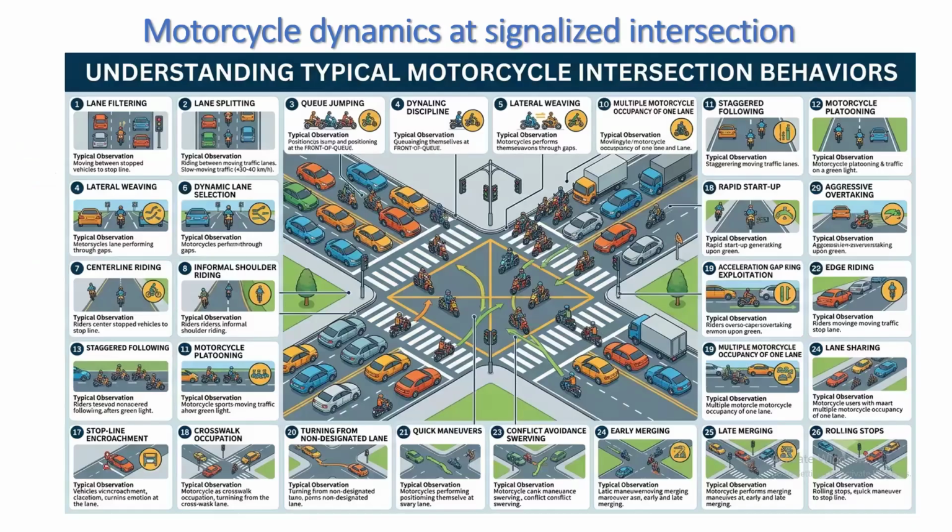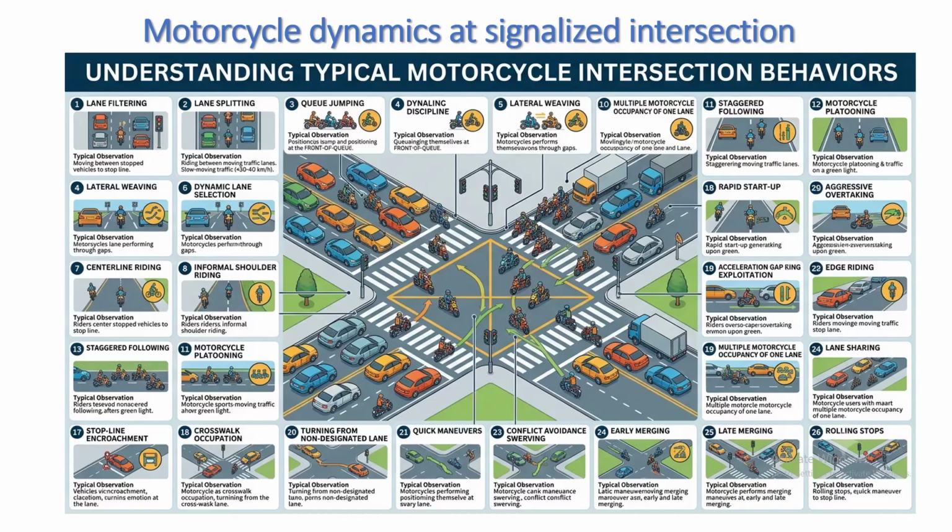So if we look at the first topic, motorcycle dynamics and its characteristics at signalized intersection, I have divided the topic into 26 components. One of the most relevant and important issues here is lane filtering. We can see that the motorcycles are moving along the stop line and moving in between two vehicle lines. Then there is lane splitting.